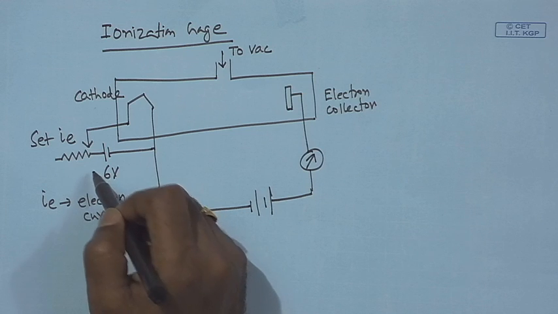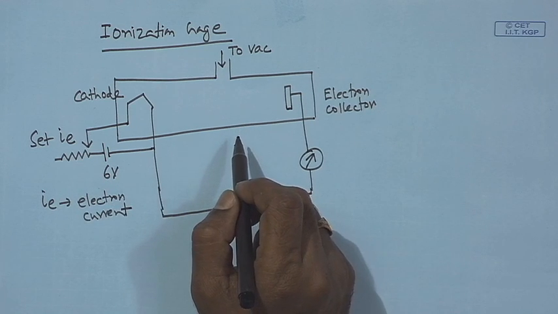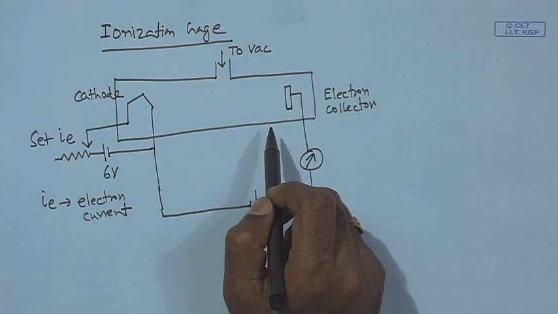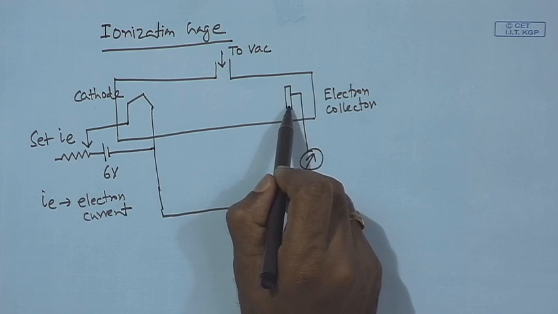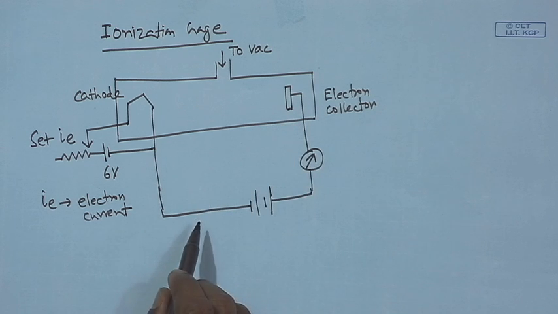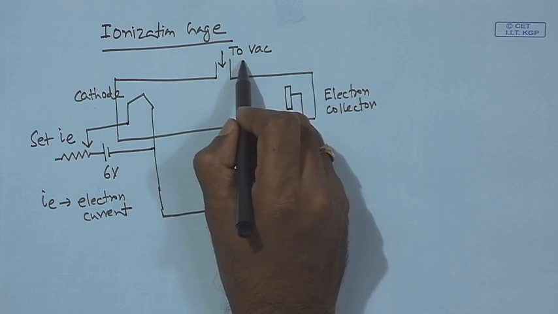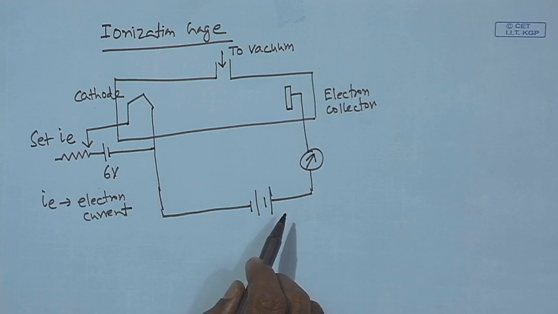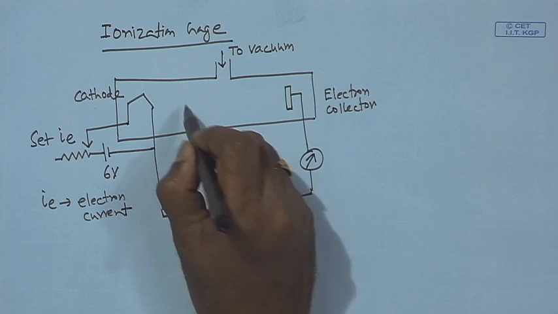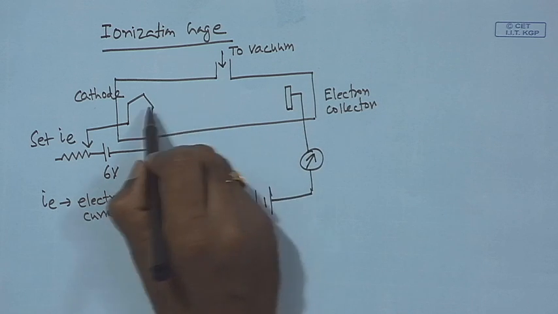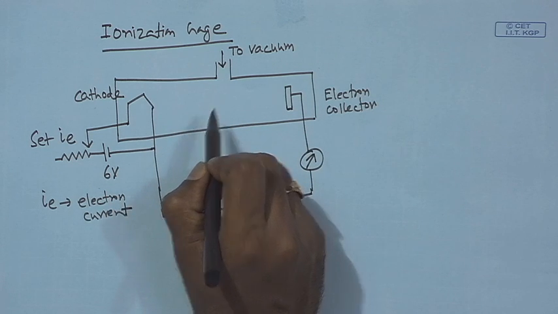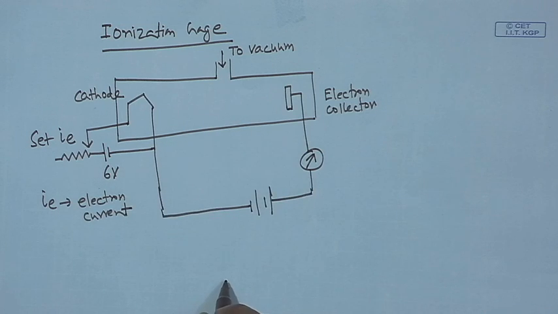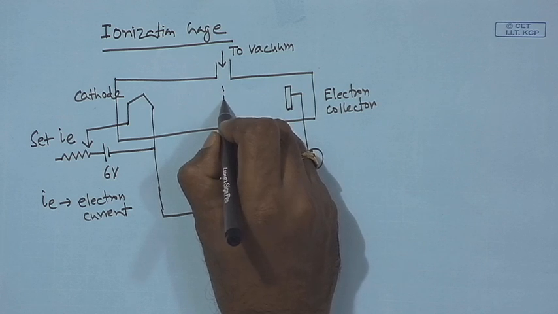The cathode is heated up. So, electrons are emitted from this hot cathode and collected by the electron collector. This enclosure is connected to the vacuum source. So, there are gas molecules whose pressures I am going to measure. When the emitted electron strikes the gas molecule, positively charged ions will be formed. So, I use an ion collector.